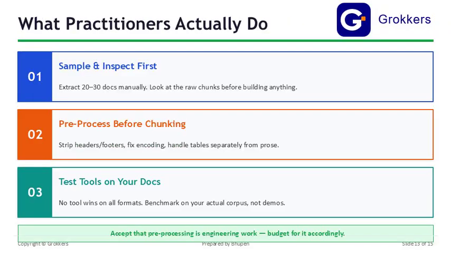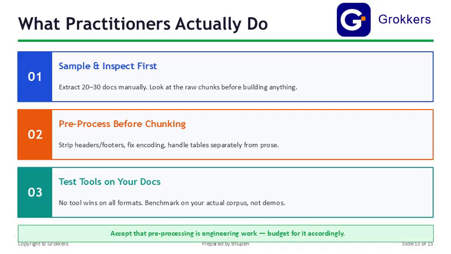After understanding all the ways chunking can fail, the natural question is what experienced practitioners actually do differently. 3 practices consistently separate teams that ship reliable RAG systems from those that keep debugging retrieval quality. The first is to sample and inspect before building. Before writing a single line of pipeline code, extract 20 to 30 representative documents from your actual corpus and look at the raw chunks that come out. Not the first 10 pages of a clean example document, the messy ones, the scanned ones, the multi-column ones. This inspection step catches the most serious issues immediately and shapes every subsequent decision.